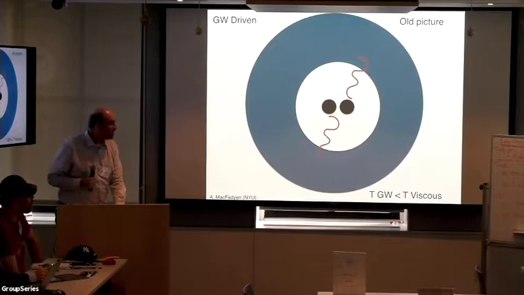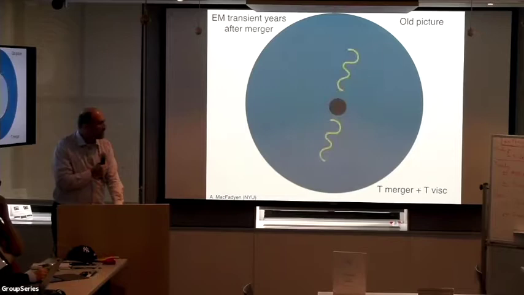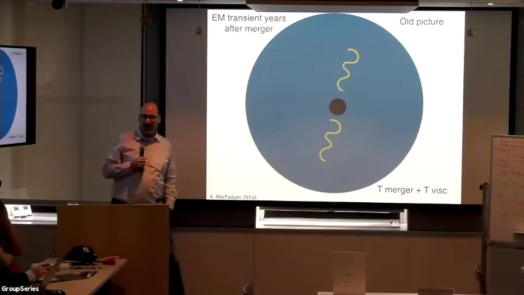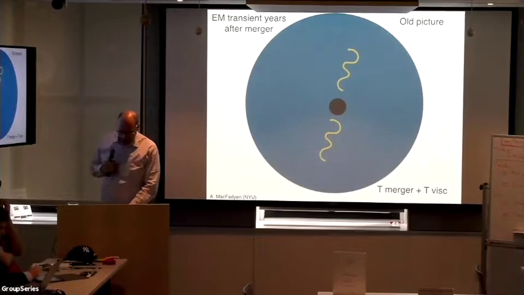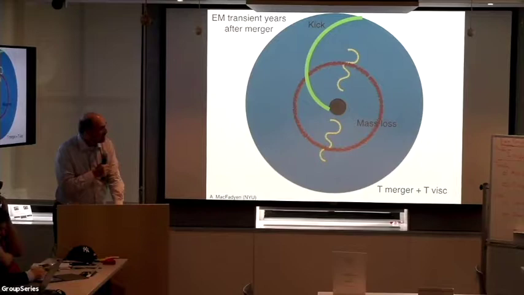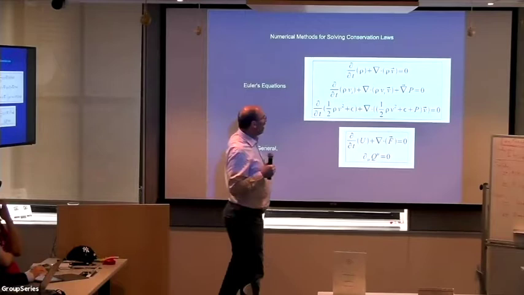Assuming it doesn't get a kick, it just sits there, and then at the viscous time, gas comes in and lights it up. So that's something you might expect in an AGN disk as well. If there was a binary there, at first it might have opened up a cavity, but over time that will fill. So the question is, we want to understand in detail if that picture is correct. To do this, I'm going to give you a little bit of a primer on hydro.